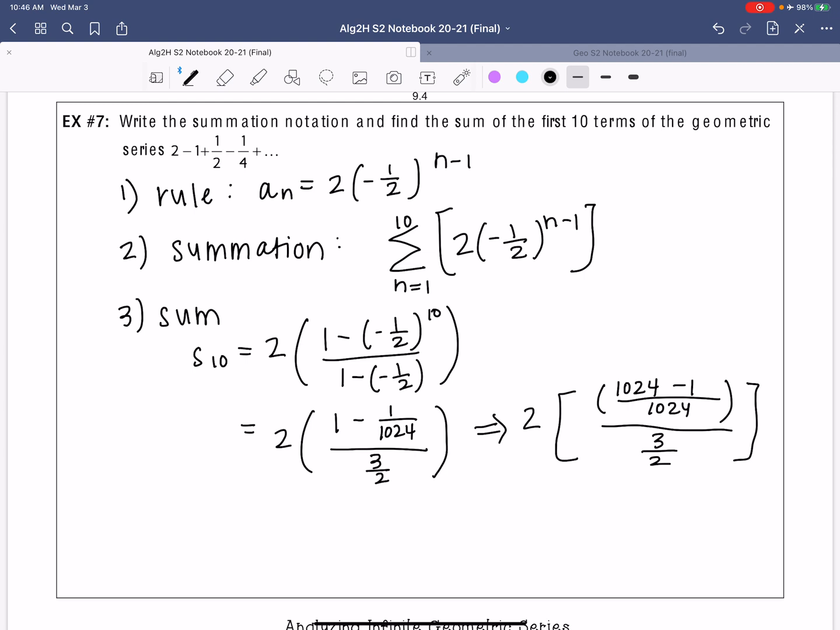Okay, we know how to divide fractions: keep, change, flip. So, and I can simplify this, right? So simplifying this would be 1,023. So now I'm going to get 2 times 1,023 over 1,024. Change the sign, flip the denominator, so I get 2/3. Let's start simplifying where we can.